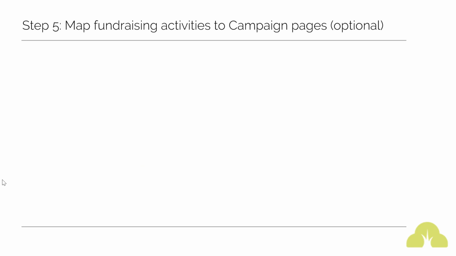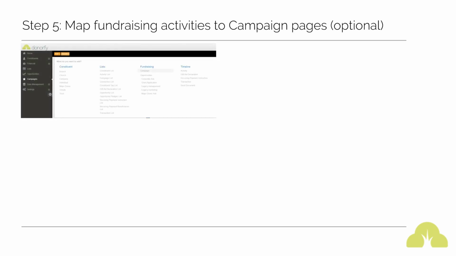So the next step is to set up and link any campaigns. This is optional. You can either opt to skip this part and just rely on the default settings, or you might want to link up specific campaigns. So to do that, it's all managed from within the campaigns area on Donorfy. For this example, I've already got a campaign set up, but you might want to add a new one or edit an existing one.